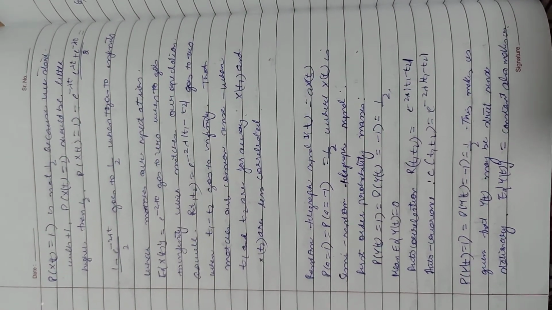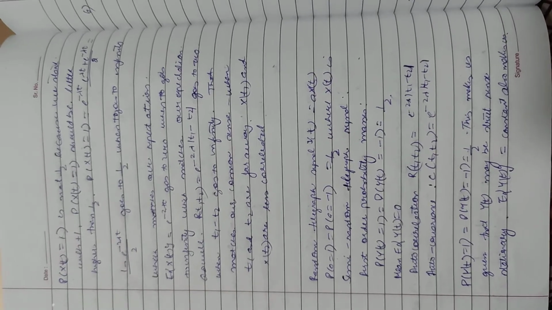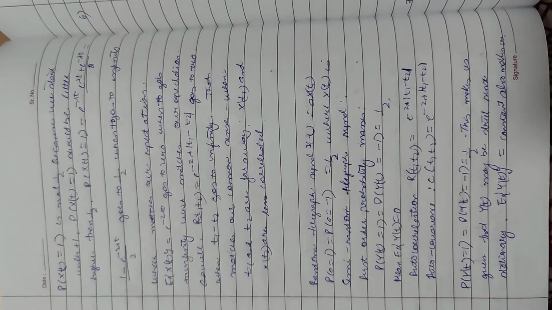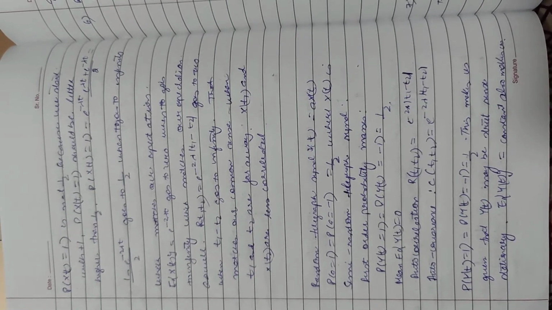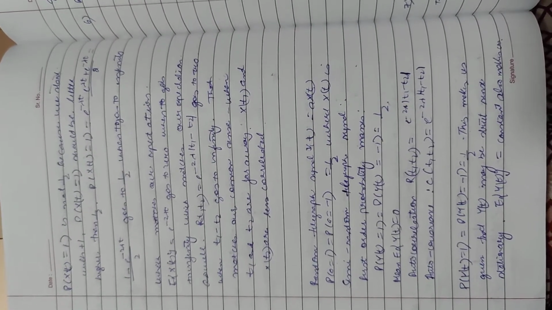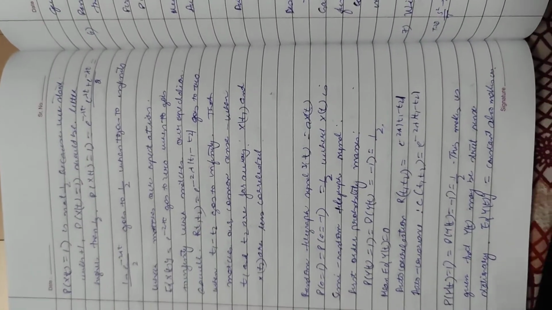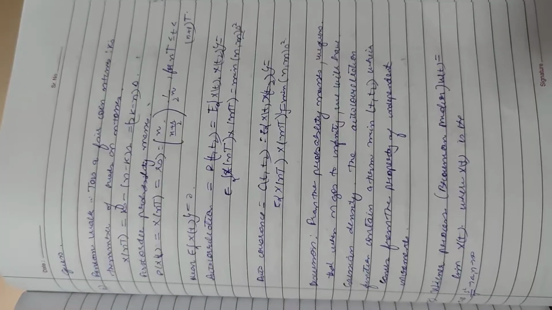So probability of y of t equal to 1 is equal to probability of y of t equal to minus 1 is equal to half. This makes us guess that y of t may be strict sense stationary. Expectation of y of t being a constant also makes us guess so.